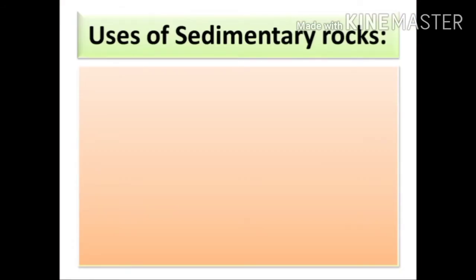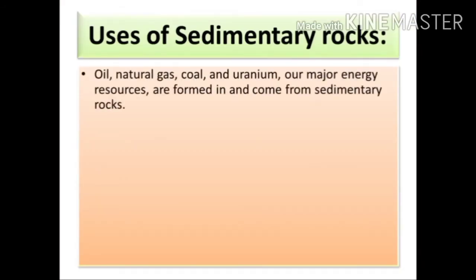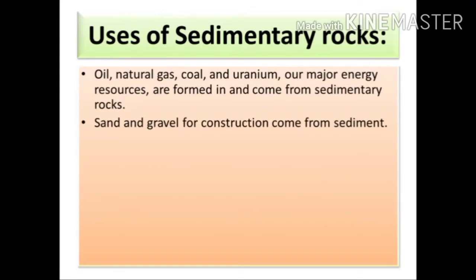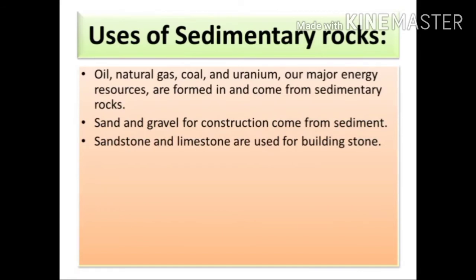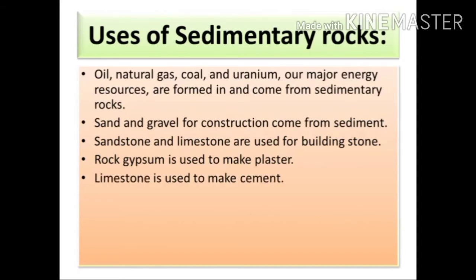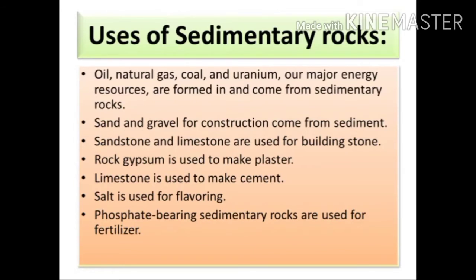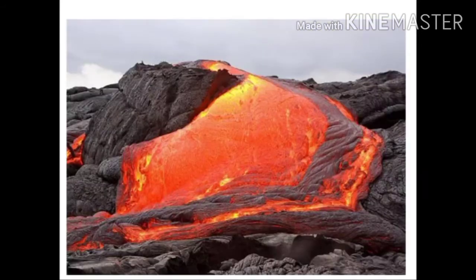The uses of sedimentary rocks. They are used in oil, natural gas, coal, and uranium. Our major energy resources are formed in and come from sedimentary rocks. The sand and gravel for construction come from sediments. Sandstone and limestone are used for building stones. Rock gypsum is used to make plaster. Limestone is used to make cement. Salt is used for flavoring. And phosphate-bearing sedimentary rocks are used for fertilizer. And the quartz sand is used to make glass.